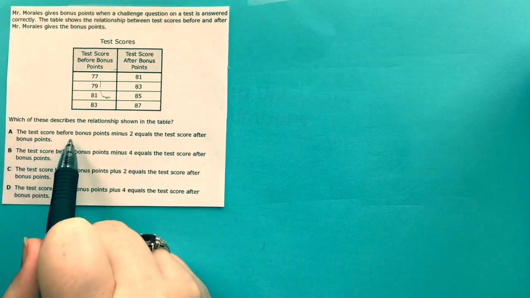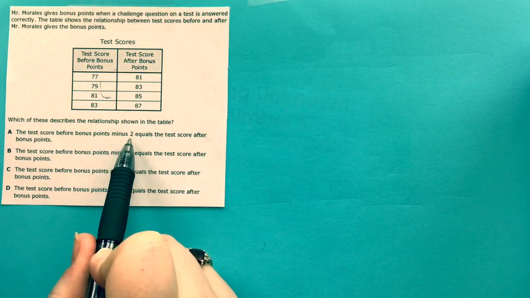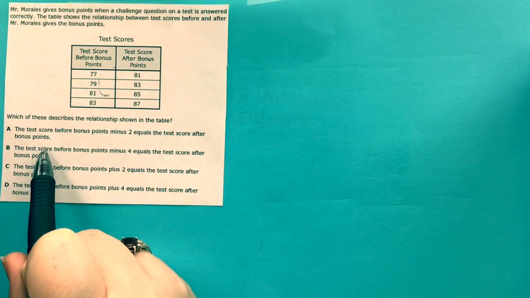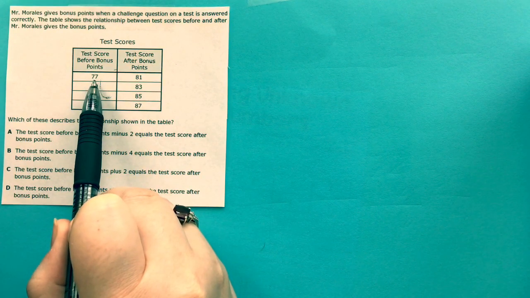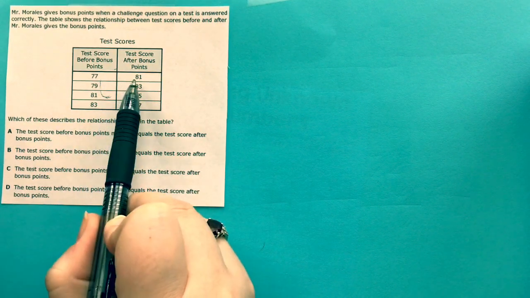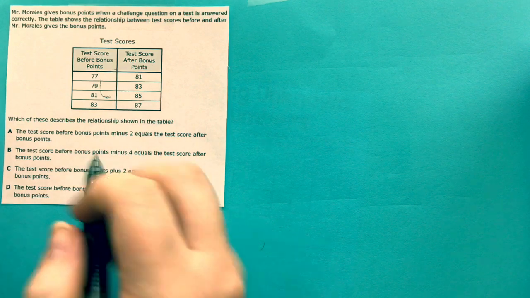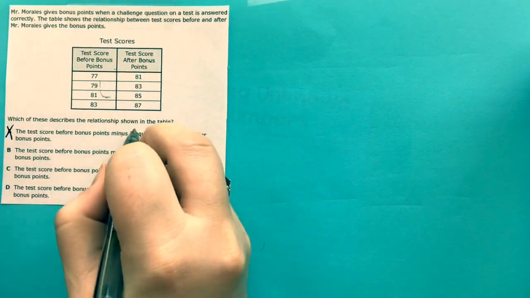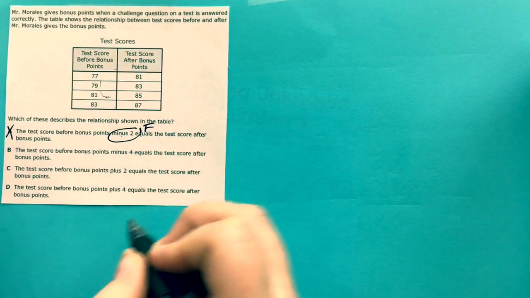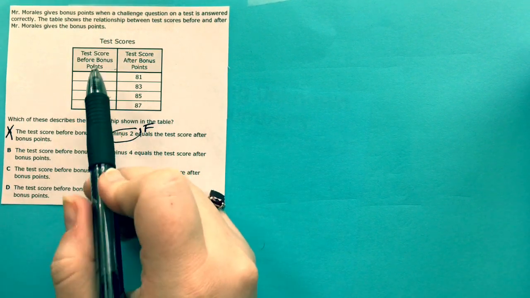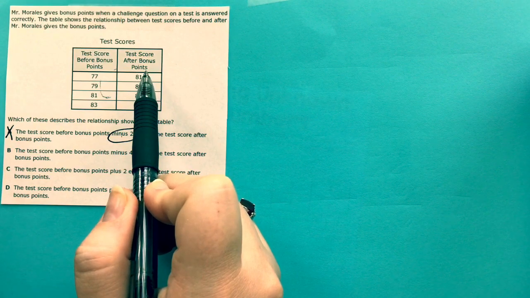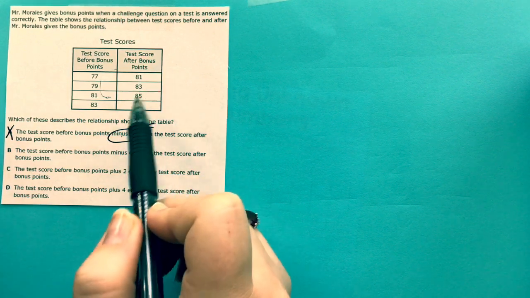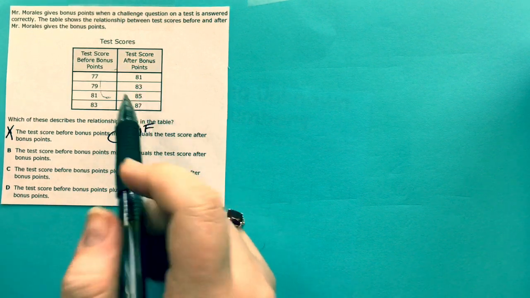The test score before bonus points, minus 2, equals the test scores after the bonus points, okay? So is our test score 77 minus 2 going to give me 81? No, it's not, because minus 2 is a false statement. Remember, we don't want to take away points to get our bigger number for our bonus points. If I get a bonus question, I'm getting more points. I'm getting a better grade.